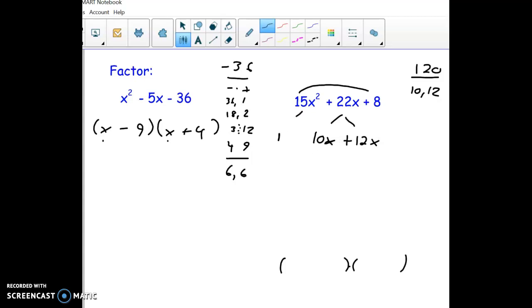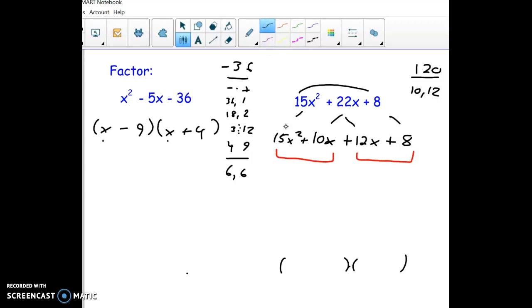So this is going to stay 15x squared. Man, there should be a plus between them there. Sorry for the poor spacing. All right, and then I'm also going to bring down the 8. So all that first step was to split the 22x up. And now we group these two and group these two and find a GCF.